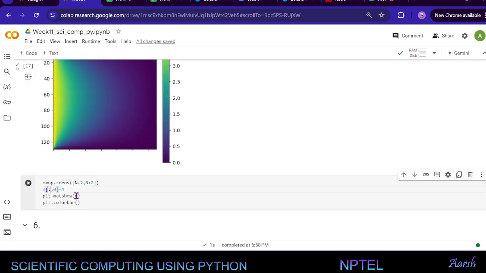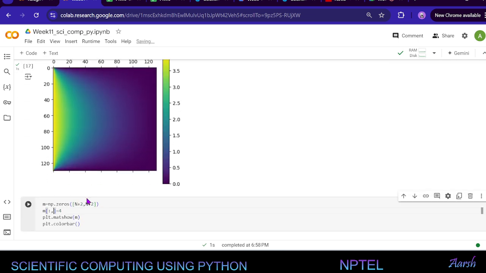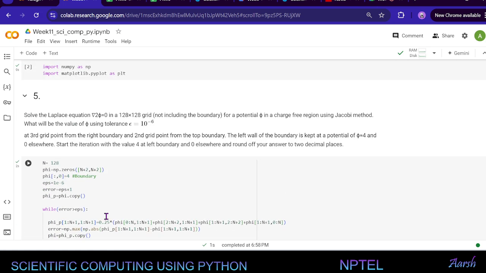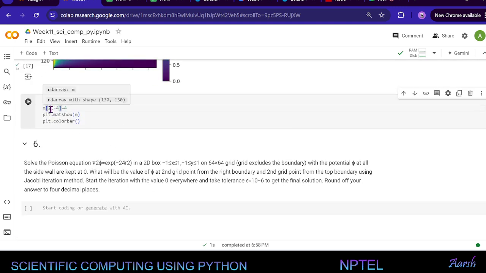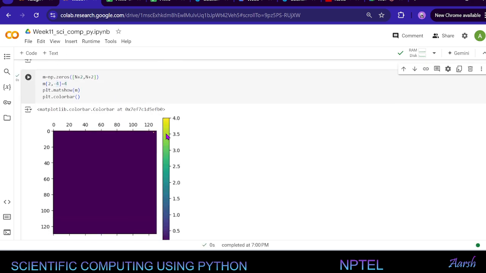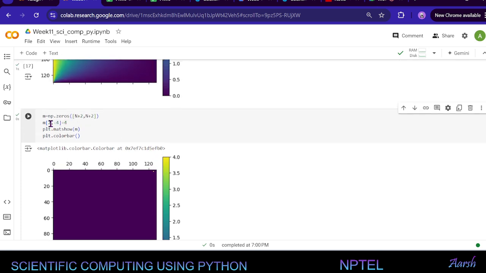Now the third grid point from the right boundary is decided by the second index. That index is going to be -1 is the right boundary, and then we have to go 3 more, so it becomes -4. And second from the top boundary, right? The top boundary is 0, then first is first, second is second. So if I make it 4 and then plot it, let's see if we are getting the correct point. Yeah, third from the right boundary and second from the top. So it's somewhere here. We want the value of phi at this location.